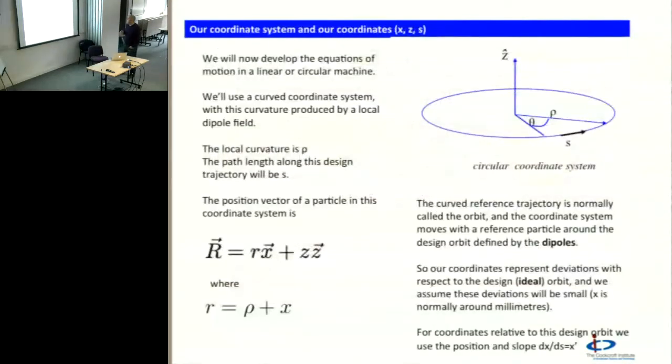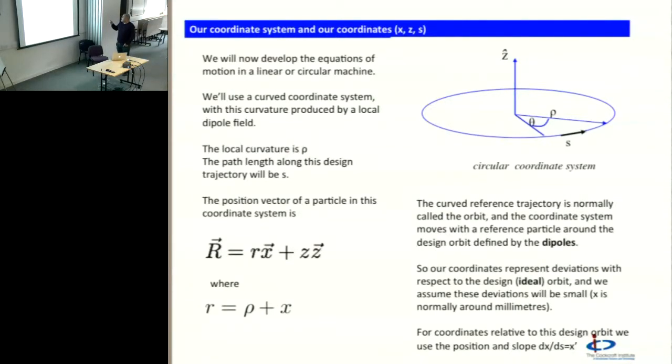So I'll just carefully define our coordinate system. I'm going to use a curvilinear coordinate system as I develop the equations of motion for a circular or linear machine. Of course, in a linear machine, you wouldn't have the natural focusing terms from the dipoles, but the equations still apply because you still have quadrupoles.